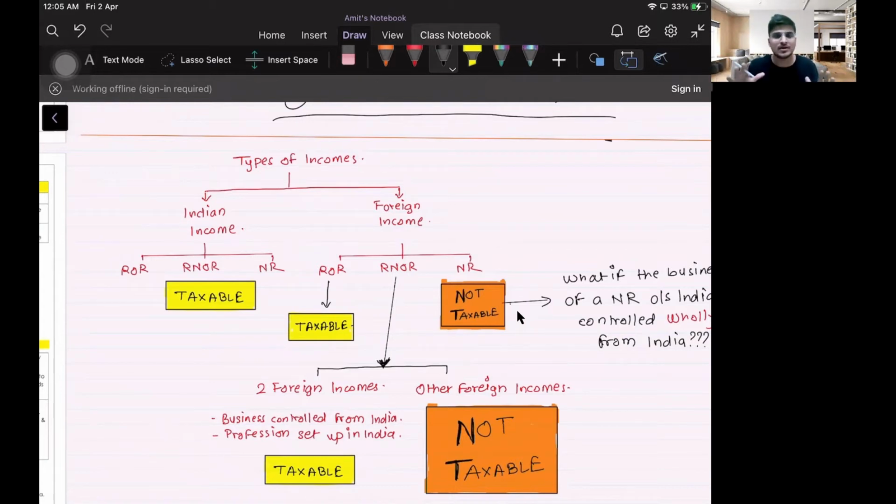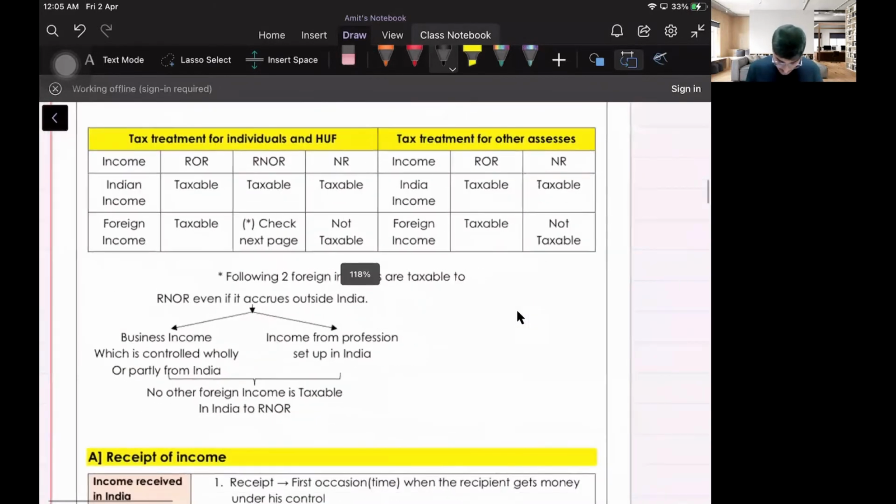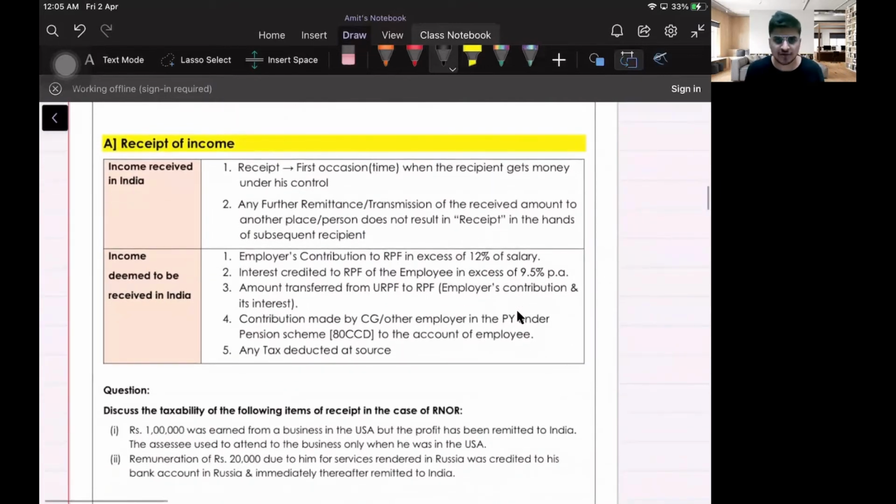I hope I'm very clear with the types of incomes and their taxability to various types of residents and non-residents. Perfect. Now, we will come to receipt of income, deemed receipt of income, accrual of income, and deemed accrual of income. Now, receipt of income.